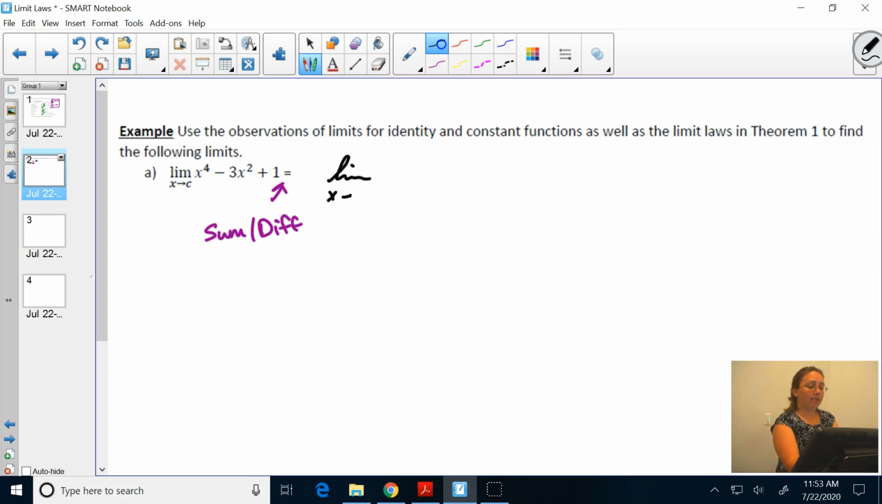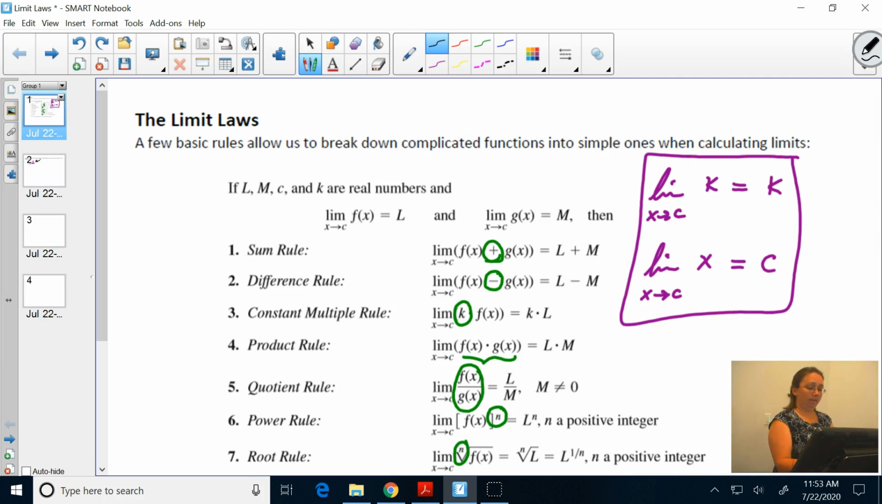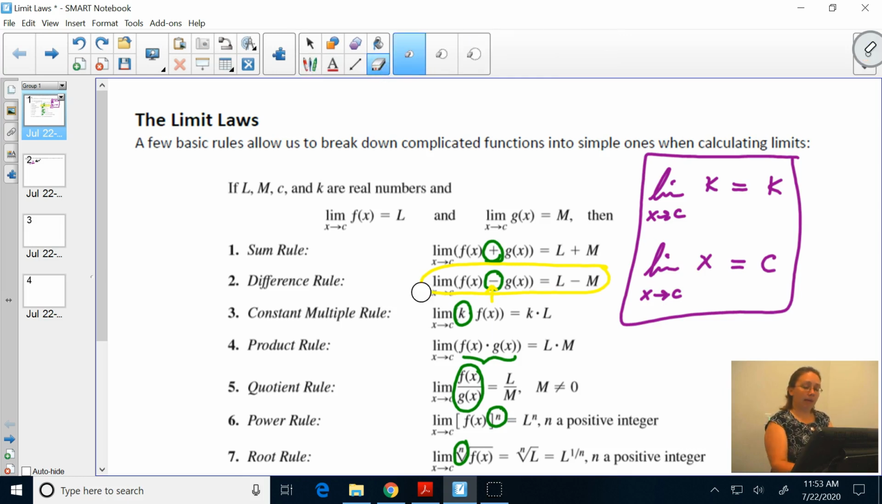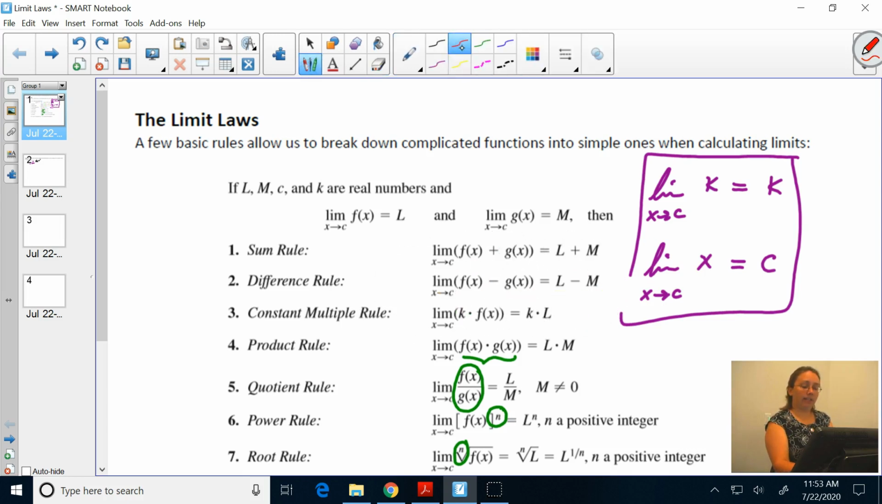So we're going to have the limit as x approaches c for our first term, x to the fourth. And then we have a minus sign, so that's our difference law. Let me go back and show you the difference law. The difference law says if you have a difference inside of your limit, you can break that up, and instead of finding the difference and then the limit, you find the limit of the first piece of the function, find the limit of the second piece of the function, and subtract the limits. So instead of doing subtraction first, you find the limit first, and then subtract.